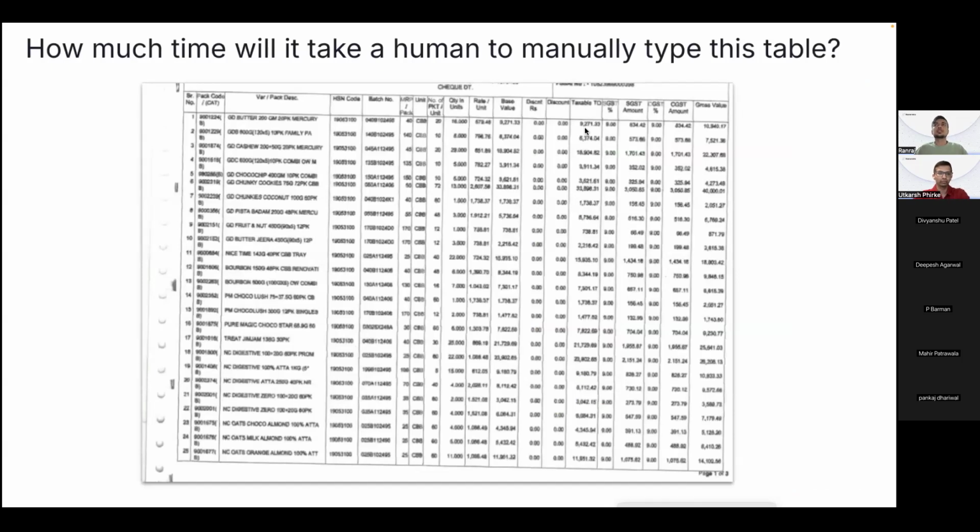Just a quick poll so that we understand the depth of the problem we are trying to solve. This is an invoice right in front of you. It has about 25 rows and around 18 columns, which adds up to about 450 cells. How much do you think it will take a human to manually type out this table? You'll see a poll in front of you. Feel free to answer it. I think I already see some answers which are quite close. 15 minutes, 30 minutes, 60 minutes.